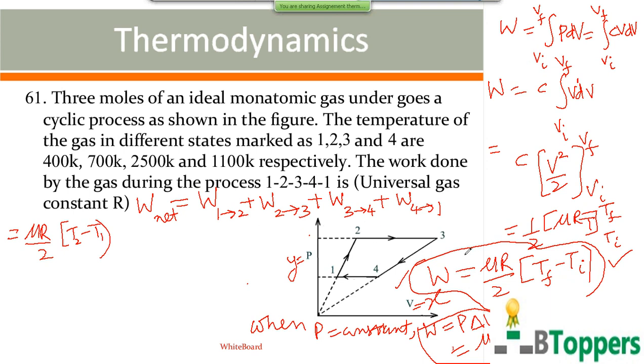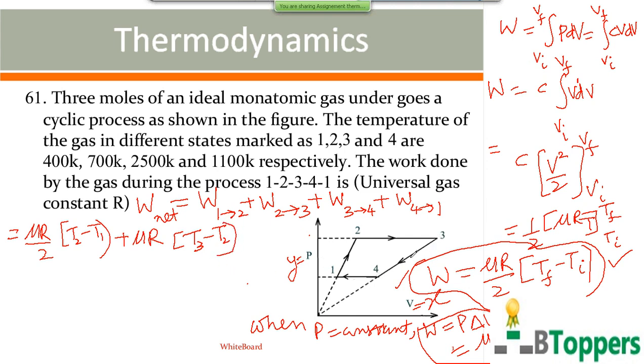Now for the process 2 to 3, the pressure of the gas is constant. If the pressure of the gas is constant, the work done by the gas can be calculated by the equation W equal to P delta V, or nu R delta T. So for the process 2 to 3, delta T means change in the temperature, which is equal to temperature in the final state 3 minus temperature in the initial state 2. So work done by the gas in the process 2 to 3, in which pressure is constant, is nu R into T3 minus T2.